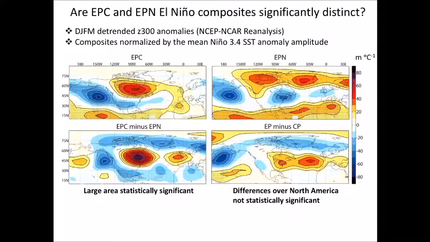And that's not to say Eastern Pacific versus Central Pacific isn't important. I'm sure if we had higher sample sizes, we'd see more robust differences. But I'm arguing that from a teleconnection perspective, this is more fundamental.